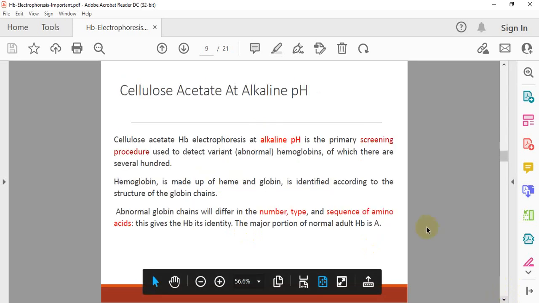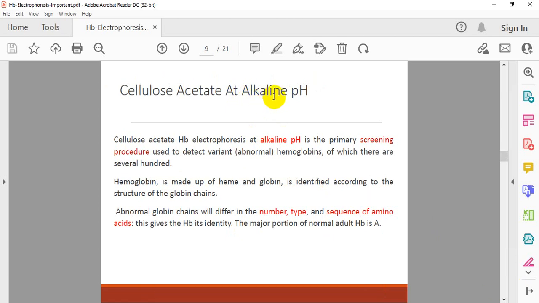So cellulose acetate, at alkaline pH. So let's look at cellulose acetate electrophoresis. Cellulose acetate hemoglobin electrophoresis at alkaline pH is the primary screening procedure used to detect variant or abnormal hemoglobins, of which there are several hundreds.